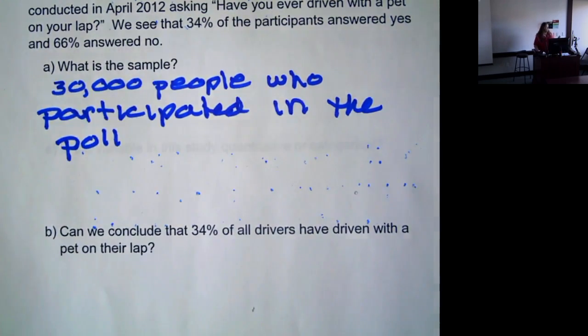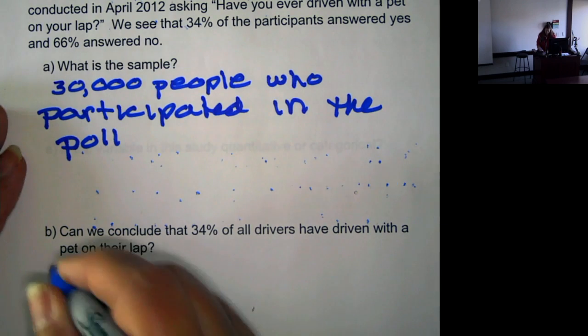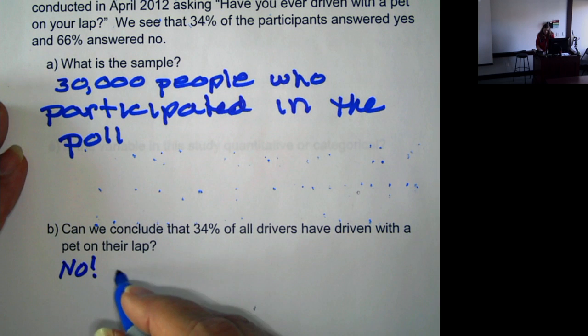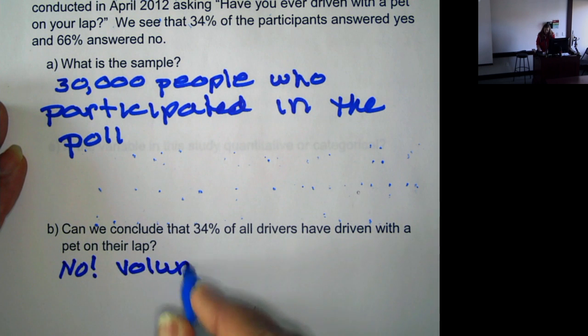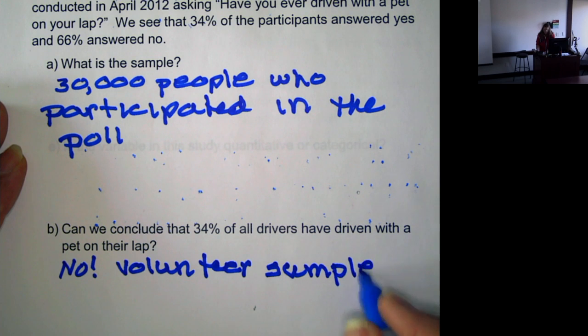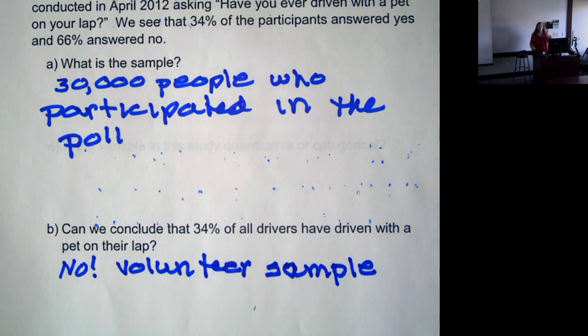Now we have percentage up there for the number who answered yes, the number who answered no. So can we conclude the 34% of all drivers have driven with a pet on their lap? And actually we can't. This is a volunteer sample. Only those who felt strongly about it responded. So possibly more of those who actually did drive with a pet on their lap responded than would have normally.